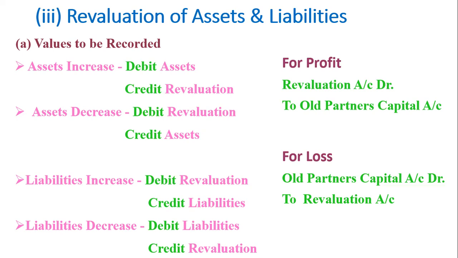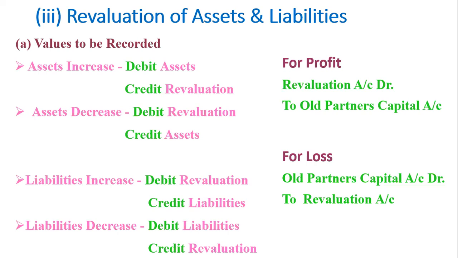This can be repeated for liabilities also. When there is an increase in the value of liabilities, they have to be credited, because all liabilities have a credit balance. So in that case, the entry will be revaluation account debit to liabilities account. When there is a decrease in the value of liabilities, the liabilities have to be debited. So liabilities account debit to revaluation account.